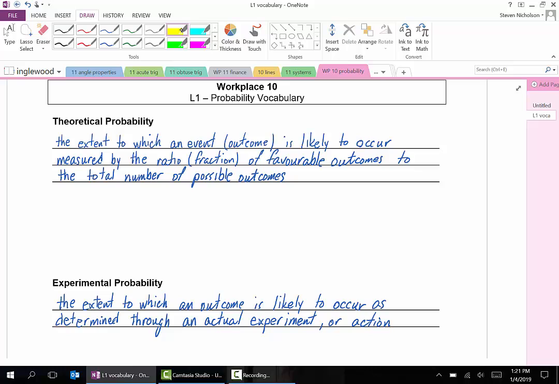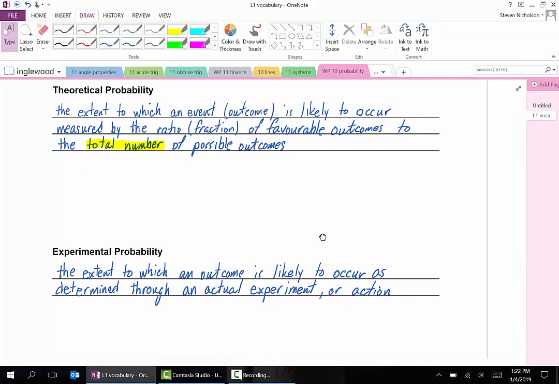So theoretical probability is the extent to which an event or outcome is likely to occur, measured by the ratio, which is better written as a fraction, of favorable outcomes to the total number of possible outcomes. So I just want to highlight something, total number. Vocabulary is important, and understanding the definitions is important, but perhaps an easier way to understand that nasty sounding definition is just to give you a little formula. So here's our theoretical probability formula.